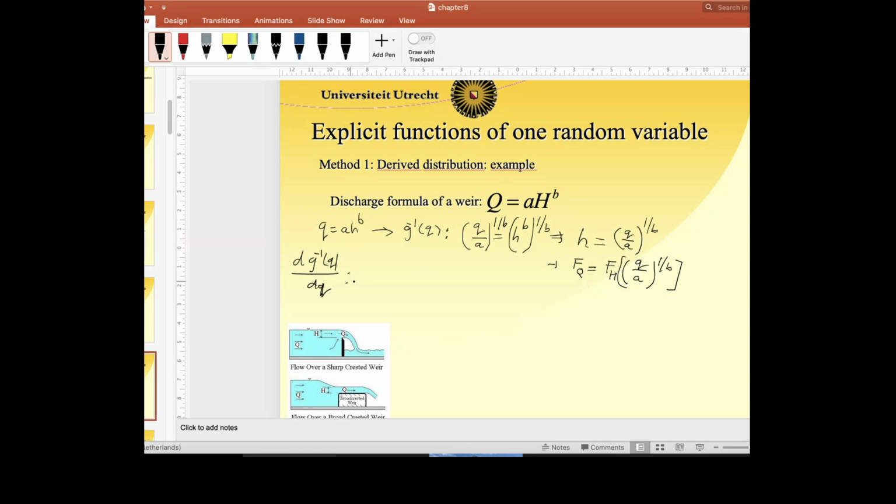So we take the derivative of this one. Using the chain rule, that is 1 over B times (Q over A) to the power of 1 over B minus 1, and then multiplied, because of the chain rule, by the derivative of what is inside the brackets, and that's 1 over A.